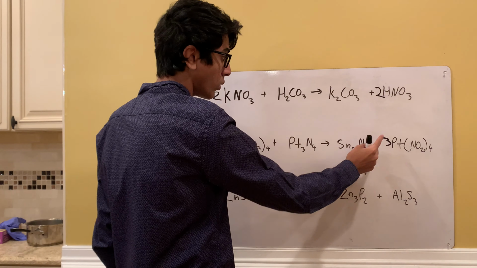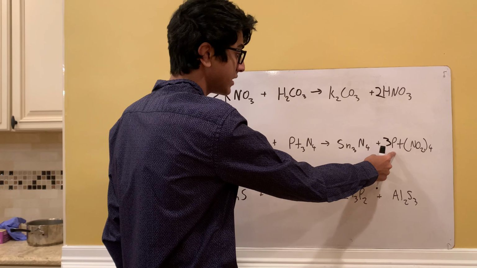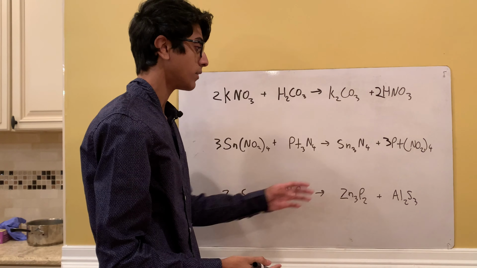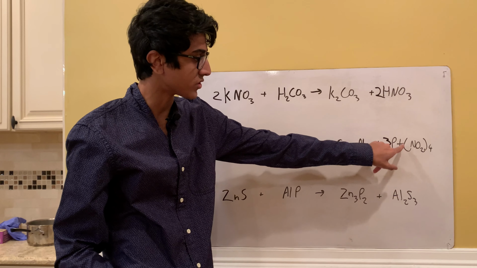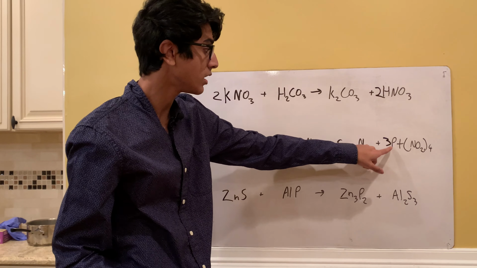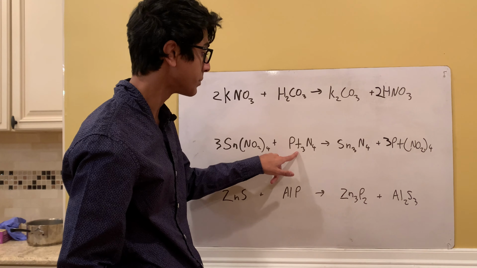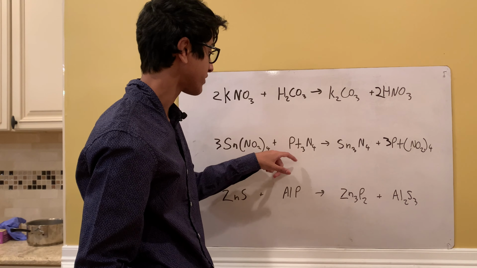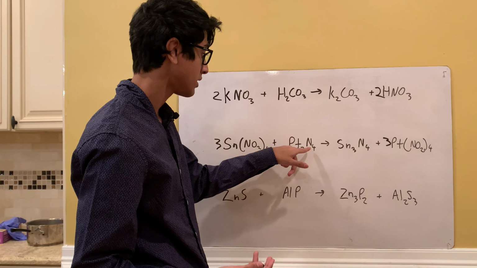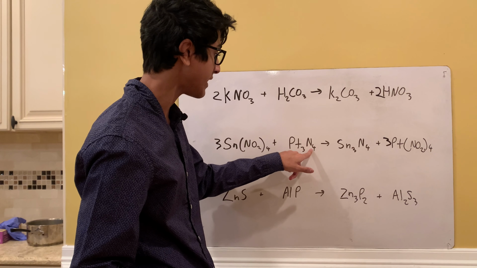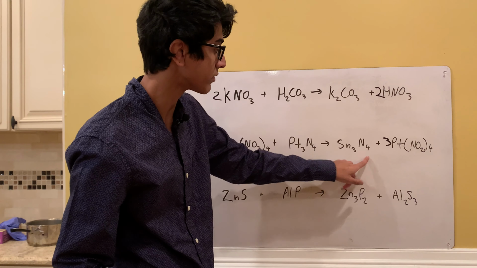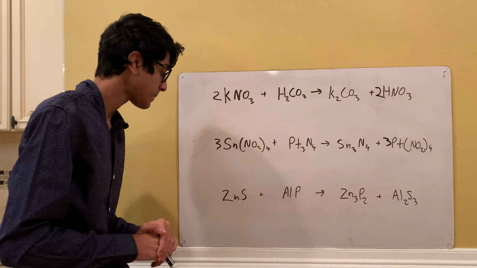But adding that 3, what did I change? I changed the amount of PTs. So 3 times, there's just a 1 over there all the time if there's nothing. So 3 PTs on this side. Let's go over to this side. 3 PTs. And just to make sure, we can check the last element. Nitrogen, we got 4 N's over here and 4 N's over here. We're good. We're done with this one.